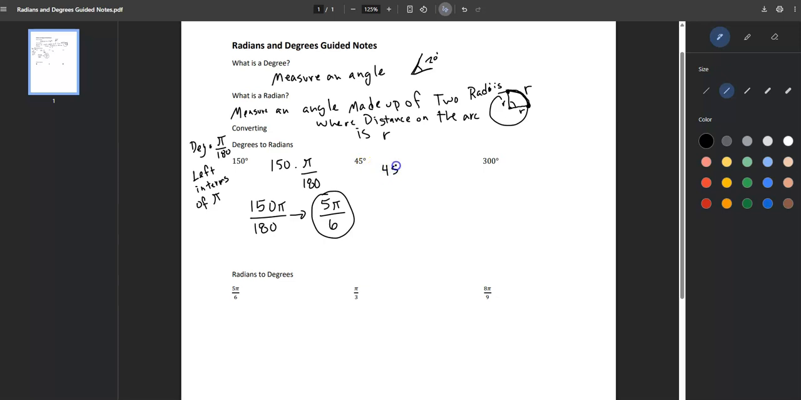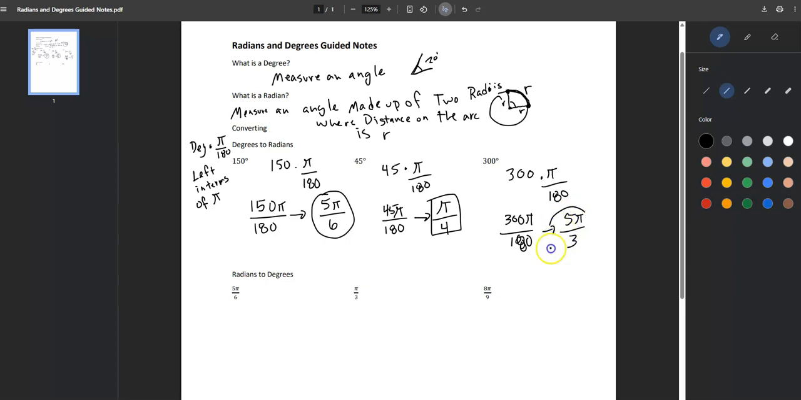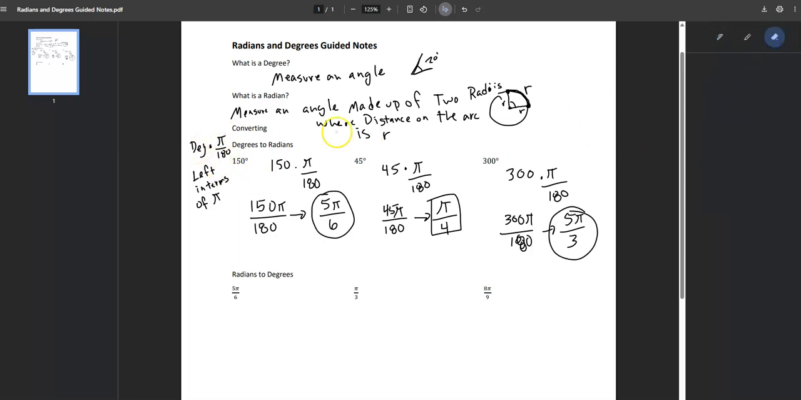So for this next one, I'm going to take 45, and I'm going to times it by pi over 180. Again, this would be 45 pi over 180, but I do not want to leave it as an improper fraction. I've got to simplify that. 45 over 180 is 1/4, so this would be pi over 4. And then this last example, I've got 300. I'm going to times that by pi over 180. Again, I make sure I simplify that fraction, which simplifies to 5/3. So this would be 5 pi over 3. Okay? So that's how you convert. This part is very, very important that you guys know.